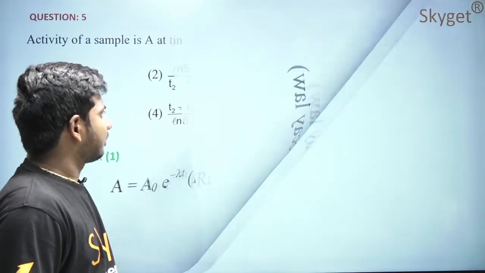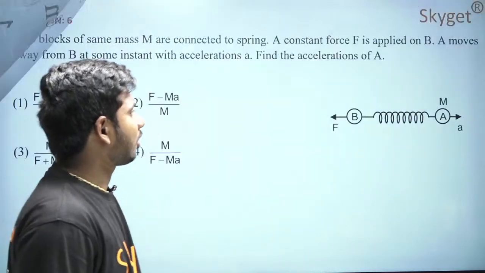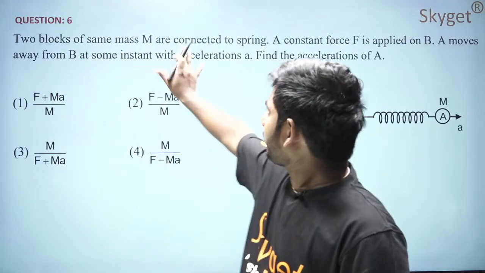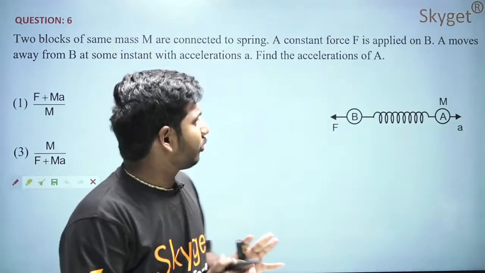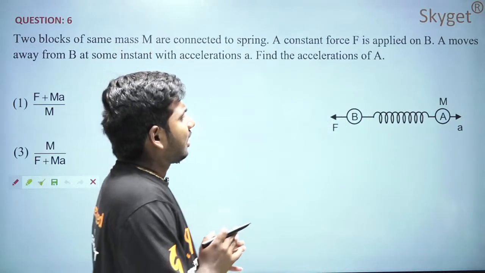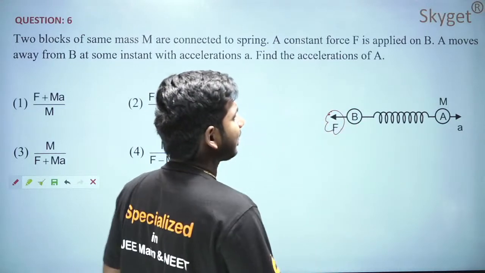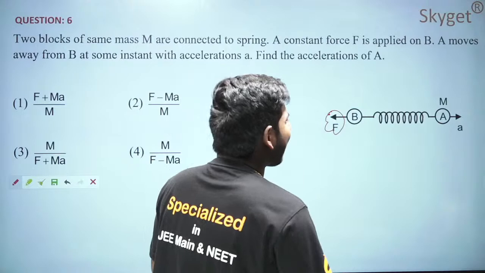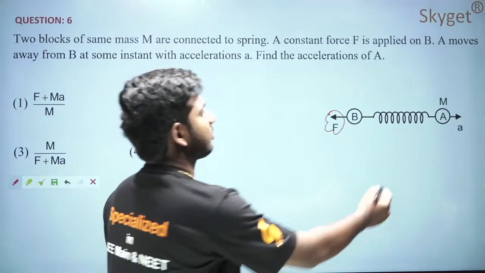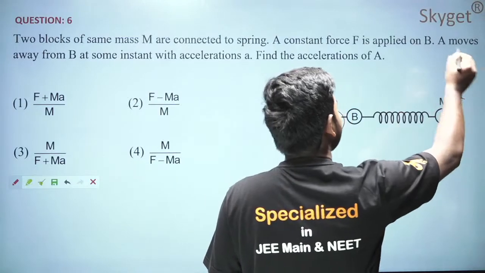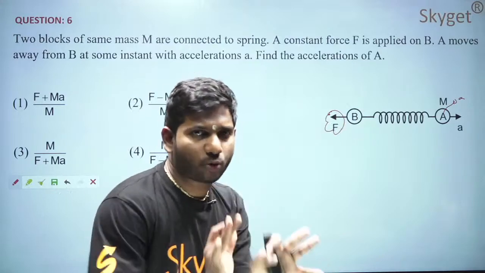So this is the answer, T2 minus T1 by ln 5. So this question, a kind of correction is there, a typed correction. What the question is saying is, there is a force applied on mass B, and the acceleration of mass A is A. Then at some instant, what is the acceleration of B? That is the question, students.